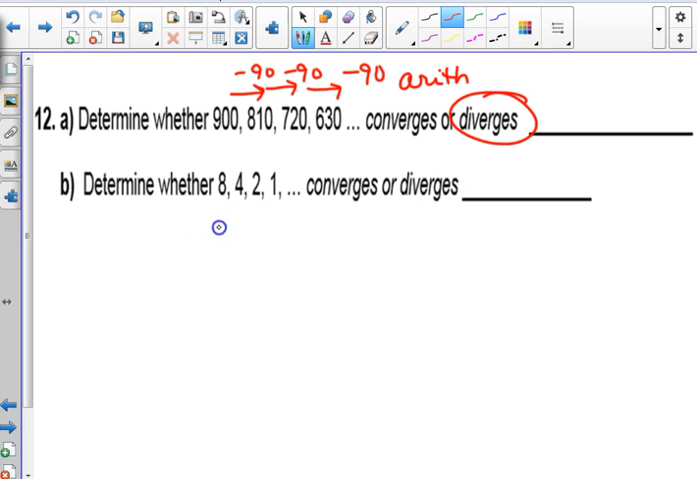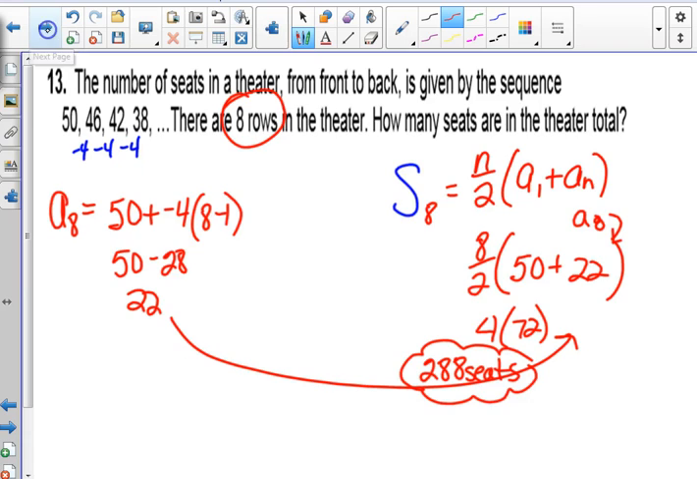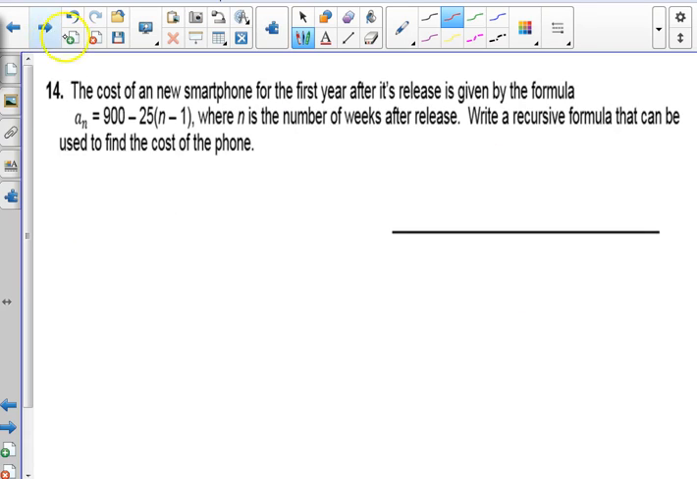This one is multiplying by what? Yes, so the next one would be 1/2, 1/4, 1/8, 1/16. It's getting tinier and tinier. If this is true, then it will converge, if it's geometric and r is less than 1. What else? Okay.